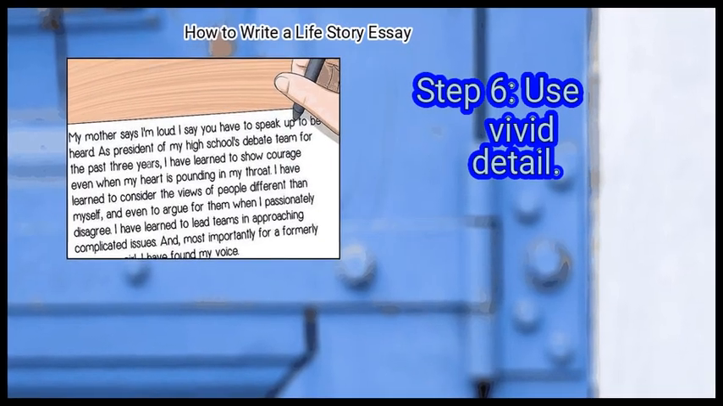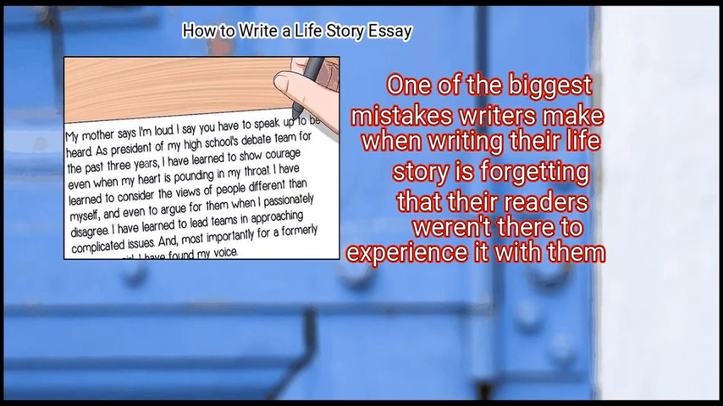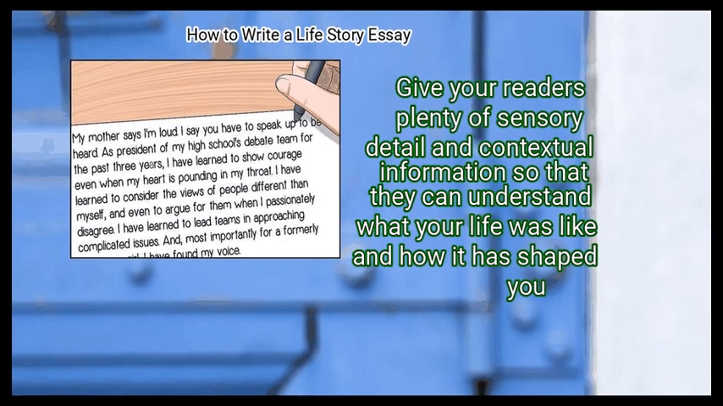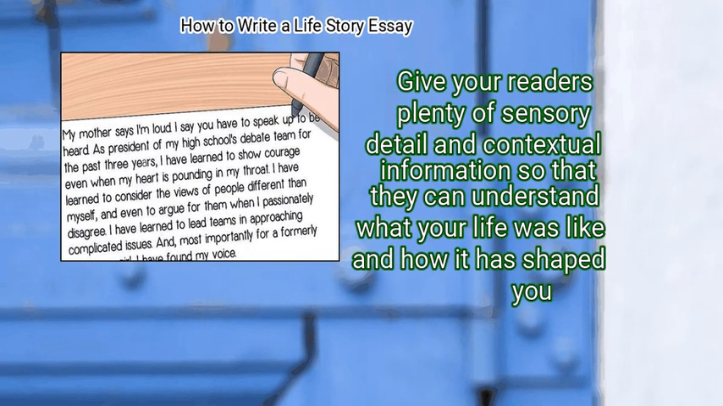Step 6. Use vivid detail. One of the biggest mistakes writers make when writing their life story is forgetting that their readers weren't there to experience it with them. Give your readers plenty of sensory detail and contextual information so that they can understand what your life was like and how it has shaped you.